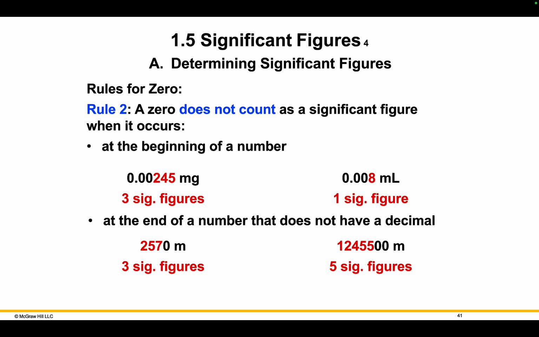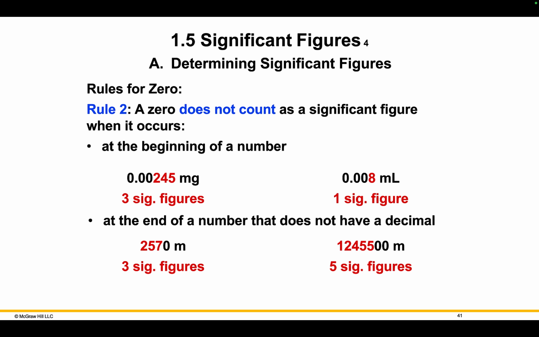A 0 does not count as significant when it occurs at the beginning of a number. So in this case, we have zeros after the decimal place, but there is no non-zero digit before the decimal place. So we can't say that they're sandwiched because there's no non-zero digit before them. So all those zeros are really just placeholders and are not significant. So in 0.00245, we have 3 significant figures. In 0.008, again, those zeros come before and are not significant, so there's only 1 significant figure there.